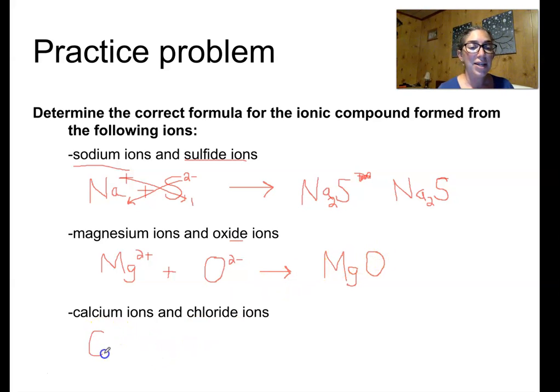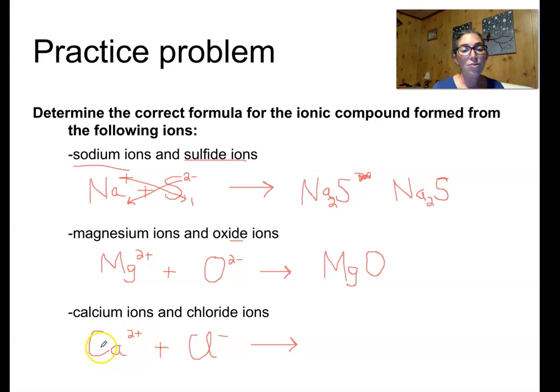And then the last one here, calcium ions have a 2+ charge, and chloride ions. Chloride is group 7 on the periodic table. It has 7 valence electrons, so it will gain 1 and end up with a 1- charge, right? Since these 2 are different charges, we can do that crossover method.